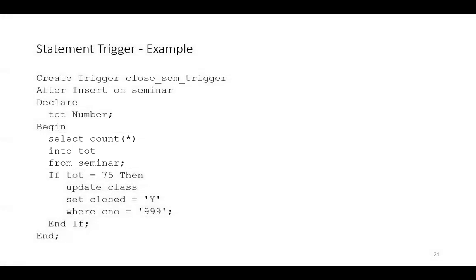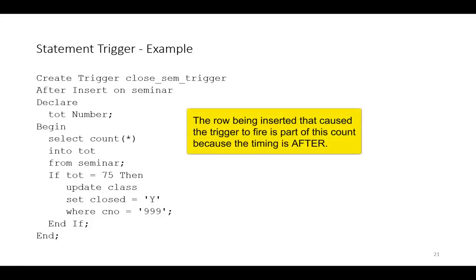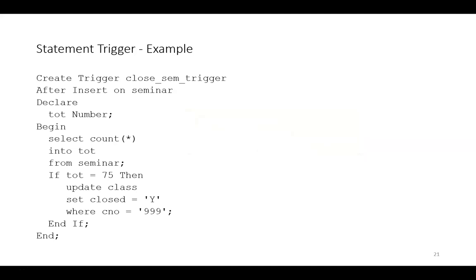Within the body of this trigger, we'll execute a query to count the number of rows in the seminar table. Here's where the timing comes into play. Because this is an after trigger, the row that caused the trigger to fire, the row being inserted, will be reflected in this count. Had we made this a before trigger, we would only count the rows that are already in the table because the row doing the insert operation that causes the trigger to fire would not yet have been processed, therefore it will not be reflected in the count.